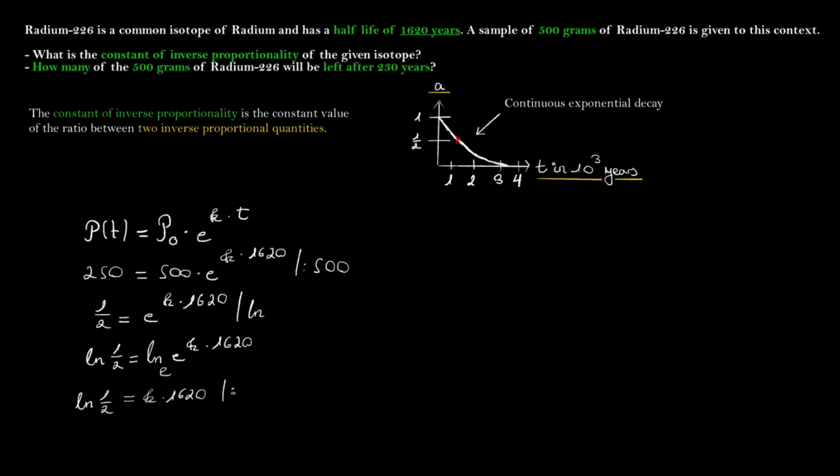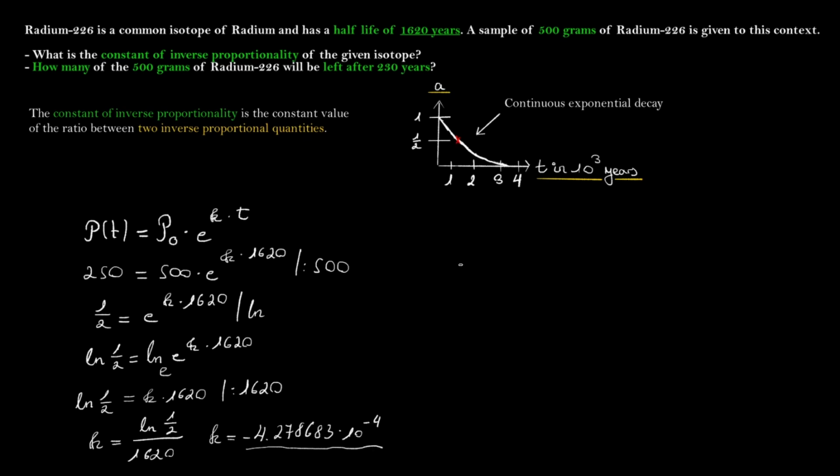Now we can divide 1620 from both sides and get k equals ln of 1 over 2, over 1620. I typed it in my calculator and got minus 4.27863 times 10 to the power of minus 4. So this is our constant of inverse proportionality. It's our final answer to the first question.